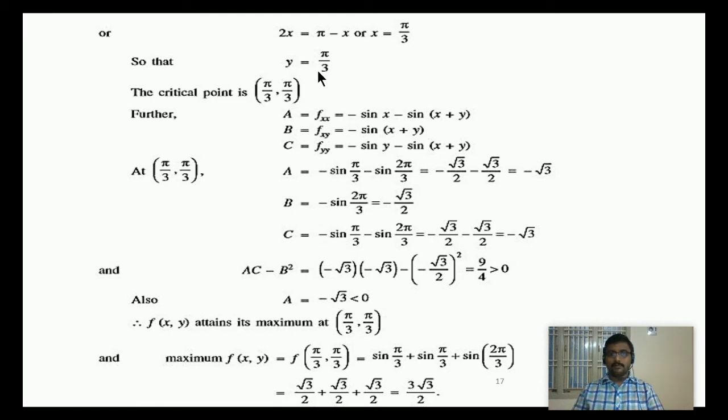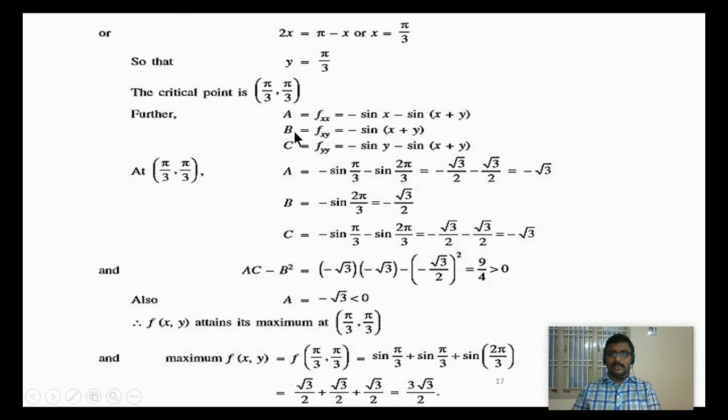At this stationary point, we have to compute the ABC values. A is fxx, B is fxy, and C is fyy. Fxx means dou square f by dou x square, which is obtained by again differentiating fx partially with respect to x. So thus we will have negative sin x, negative sin of x plus y. Fxy is obtained by differentiating fx with respect to y or fy with respect to x. In both cases, we'll get the same result, that is negative sin of x plus y. And C is fyy, which is obtained by differentiating fy with respect to y again. So we will get fyy is negative sin y, negative sin of x plus y.